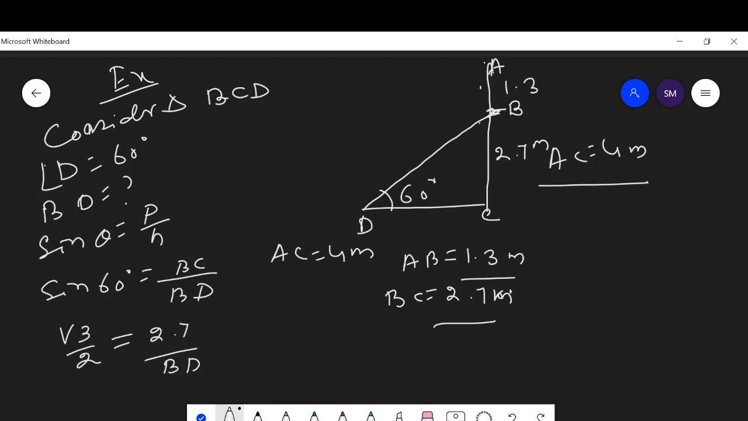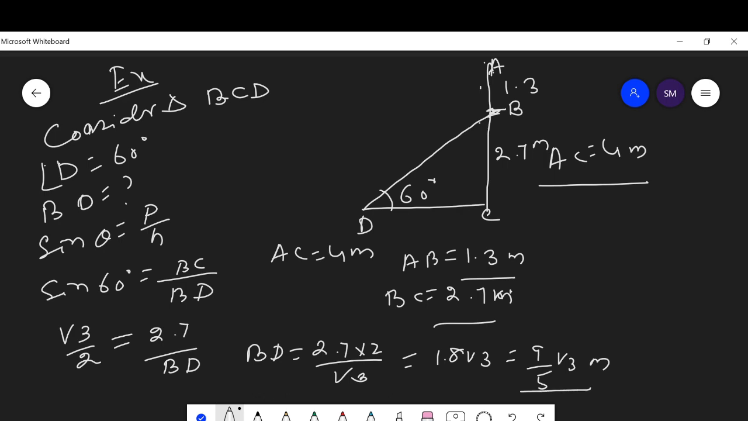You have to find BD. Then BD is equal to 2.7 into 2 upon root 3. By solving this we get 1.8 root 3, which is equal to 9 upon 5 root 3 meter. Length of the ladder required is 9 upon 5 root 3 meter.